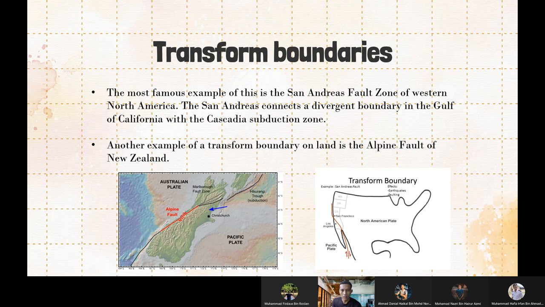For example, the most famous example of this is the San Andreas Fault zone of Western North America. The San Andreas connects the divergent boundary in the Gulf of California with the Cascadia subduction zone. Another example of a transform boundary on land is the Alpine Fault of New Zealand. Next slide.